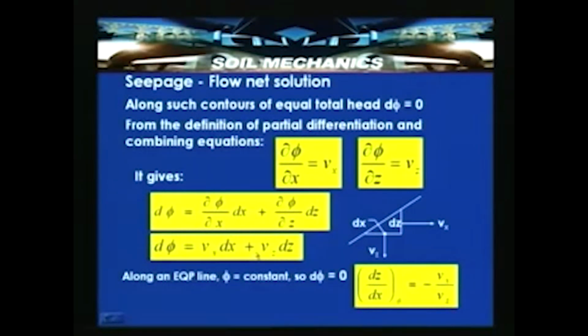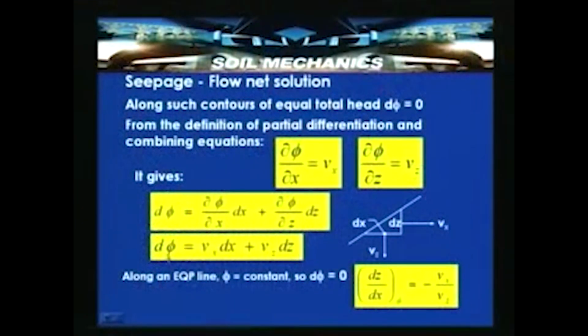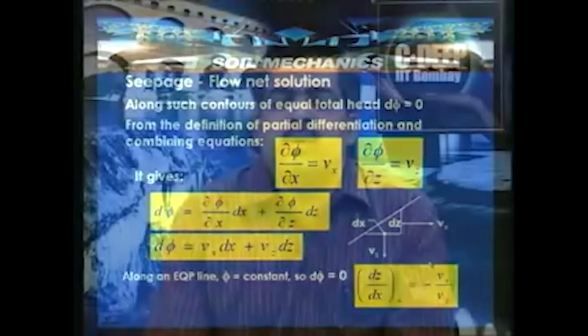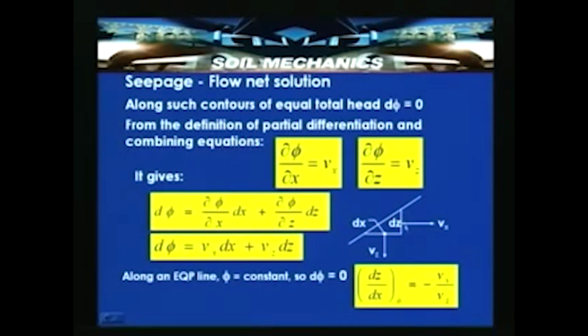As along an equipotential line dφ = 0, equating dφ = 0 here, we can write dz/dx of the potential line is equal to minus Vx by Vz. Vx is the velocity in the x direction, and dz is the depth, and perpendicular to its plane the length is 1 meter. So, the flow area over which that Vx is taking place is dz into 1.